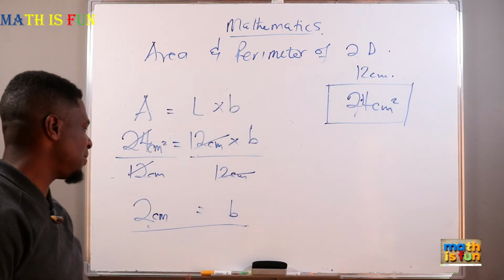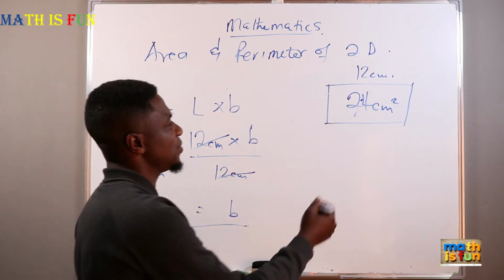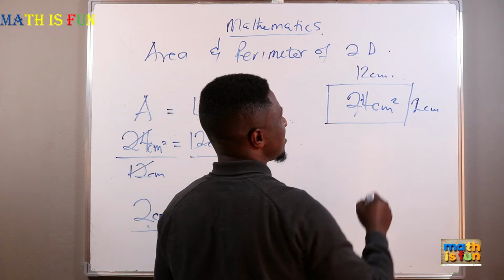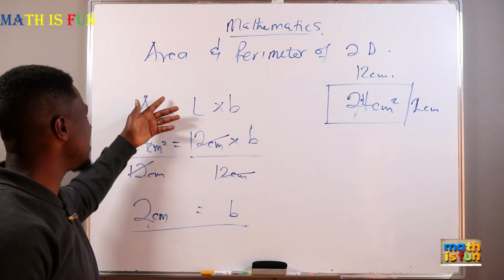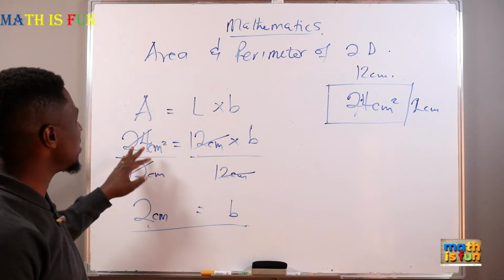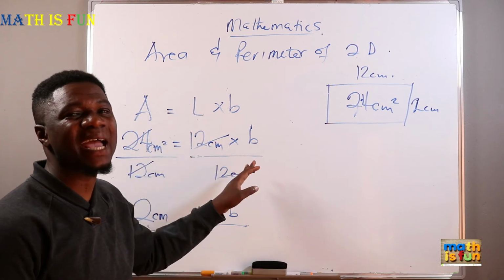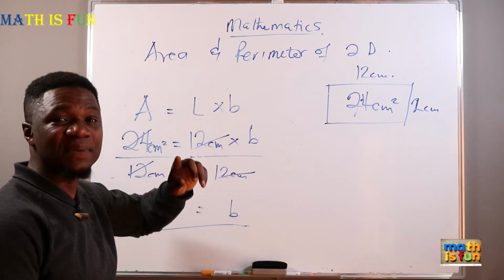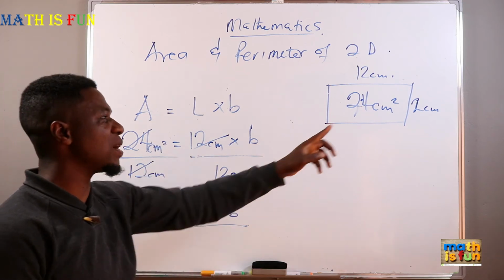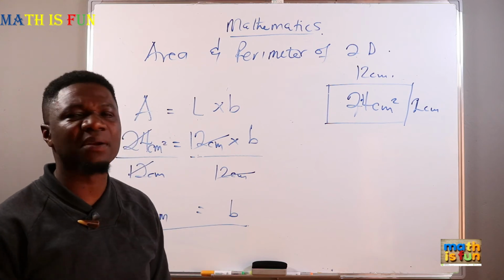But the good thing is that we've been able to calculate for what? The breadth. So the breadth is also 2 centimeters. There are times that the question will be given to you this way, that the area of a rectangle is 24 centimeters squared, the length is 12 centimeters. Find its perimeter. That means that in actual sense, you have to calculate for the breadth before you can calculate for the perimeter. Okay, so how do we find the perimeter?